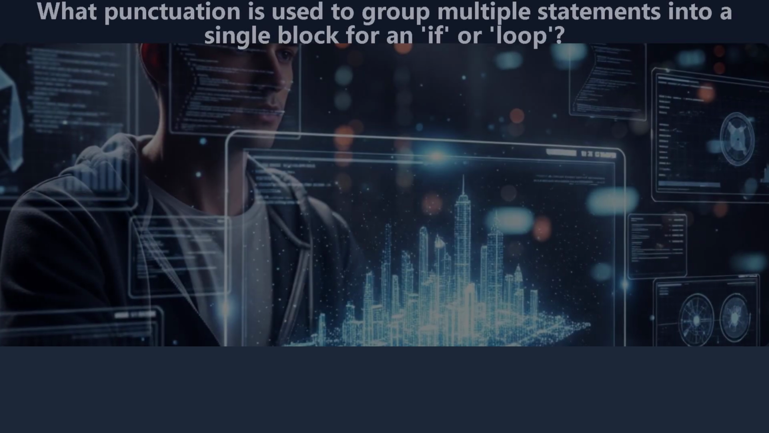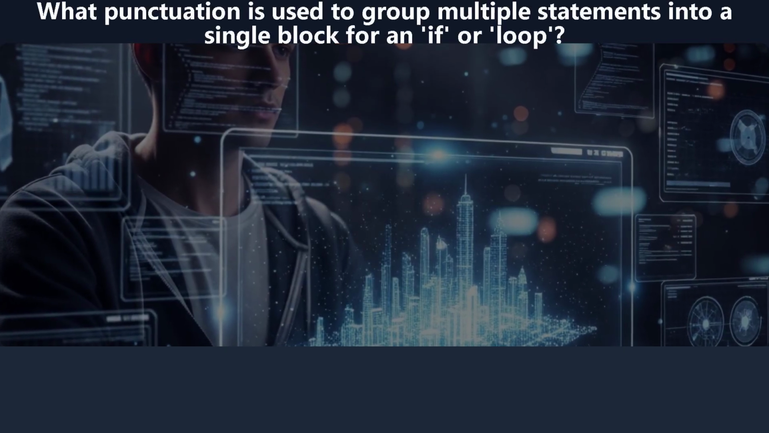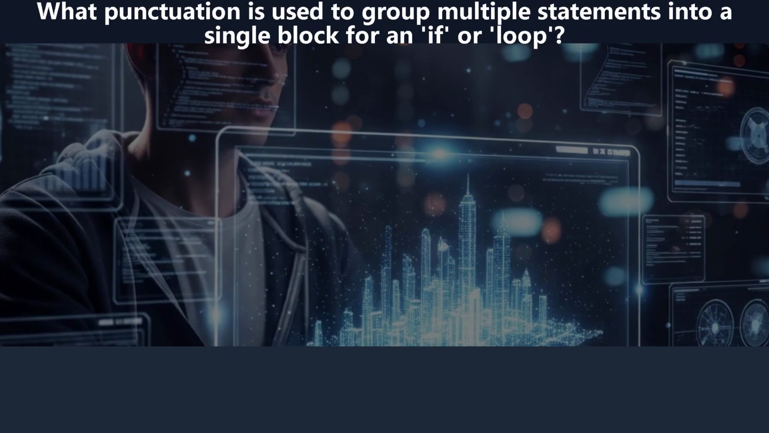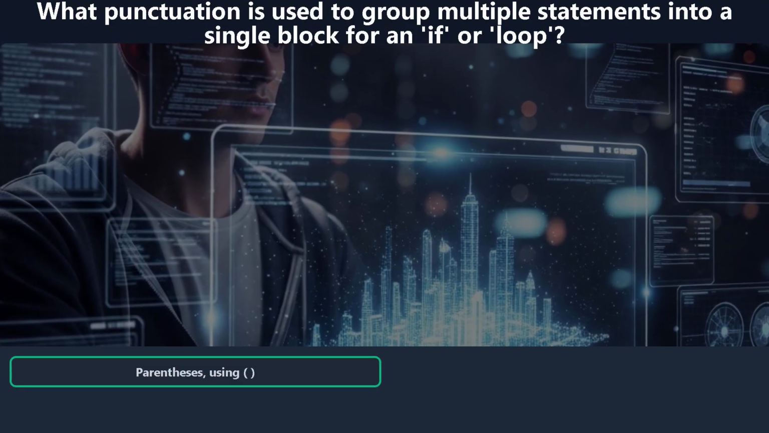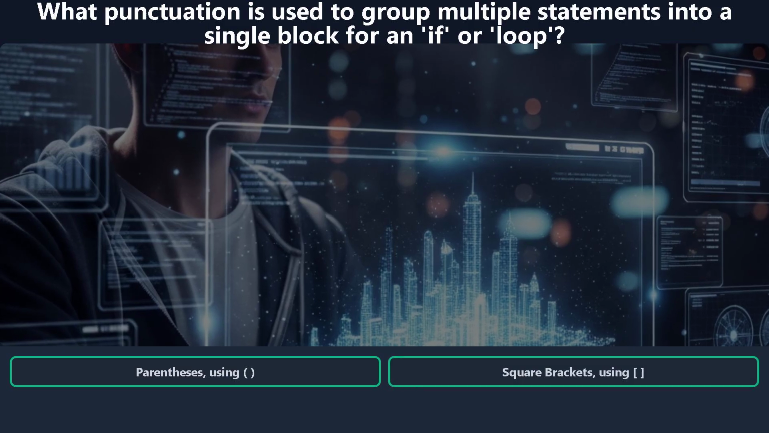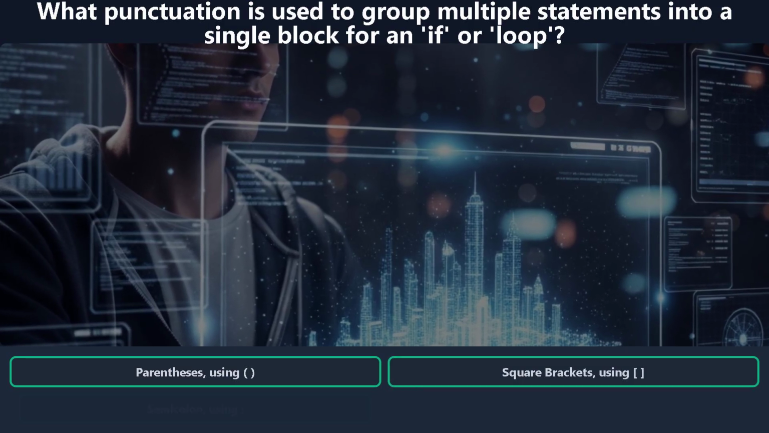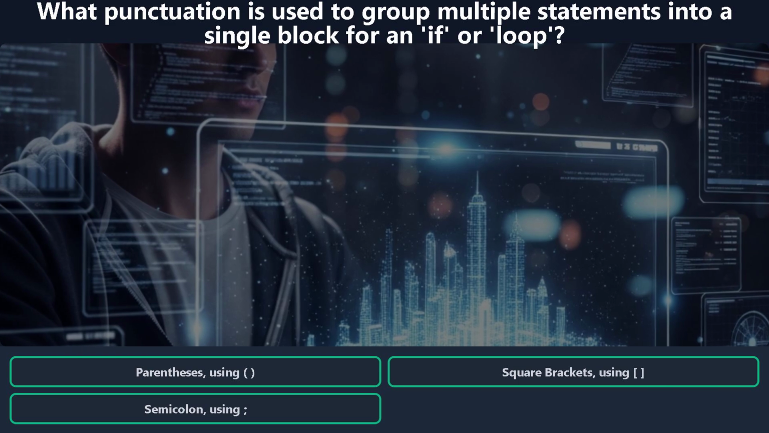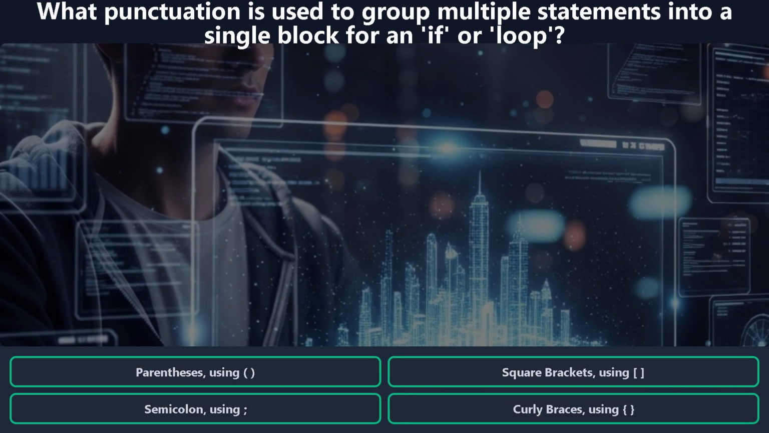What punctuation is used to group multiple statements into a single block for an if or loop? Parentheses. Square brackets. Semicolon. Curly braces.